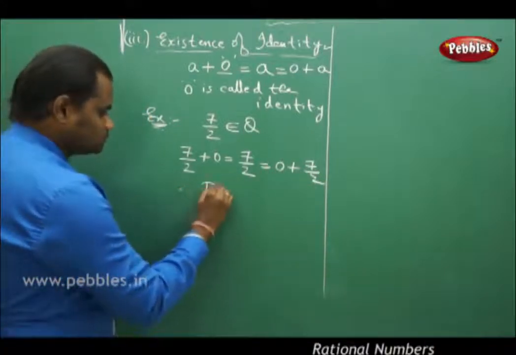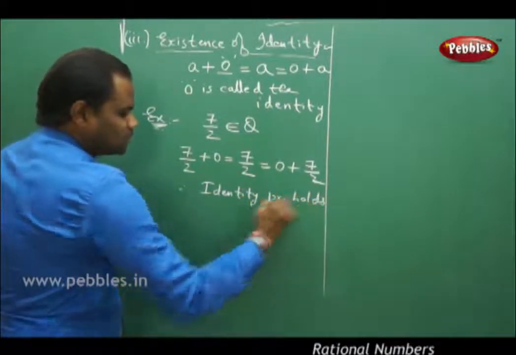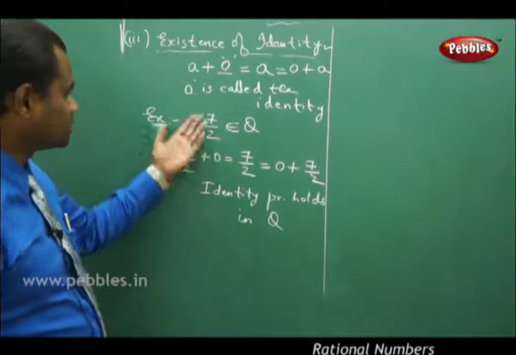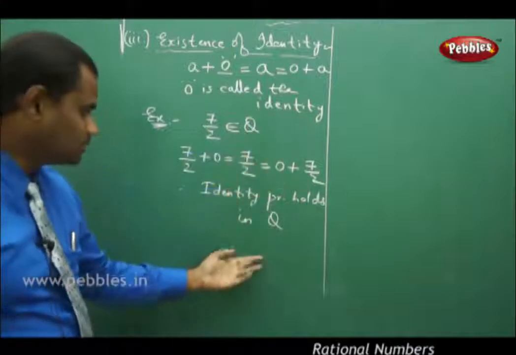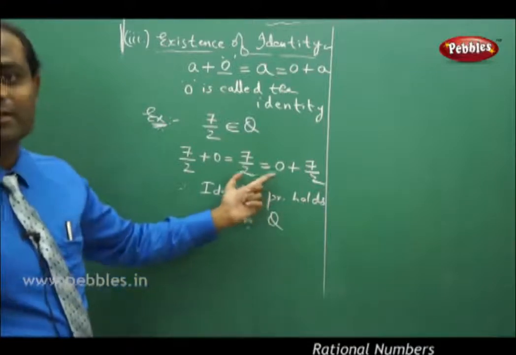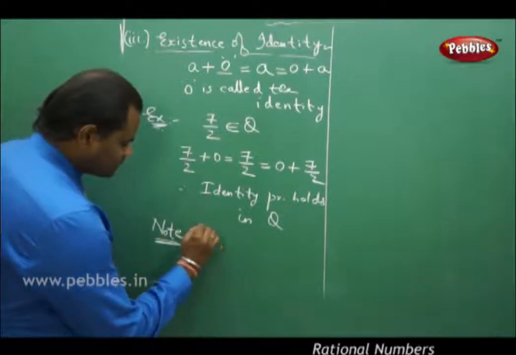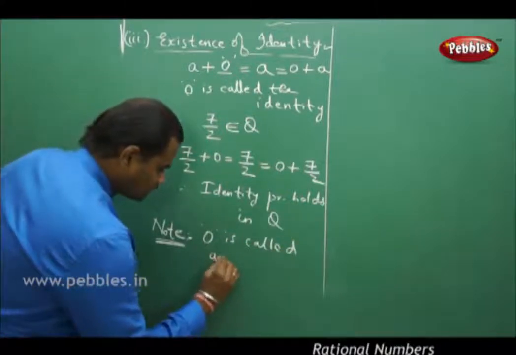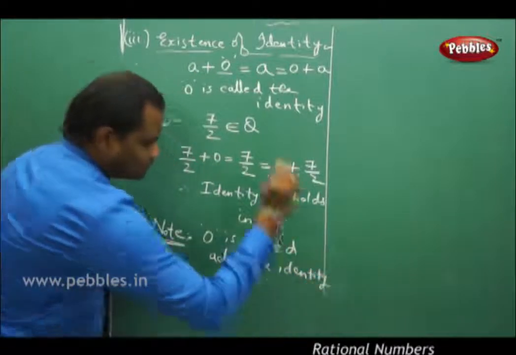Therefore, we say that identity property holds in the set of rational numbers. You take any rational number and add 0 to that, you get back the original rational number, and this property holds for any rational number using 0. And therefore we say that identity property holds in Q, and 0 is the additive identity. So let us make a note of that. 0 is called additive identity under addition.